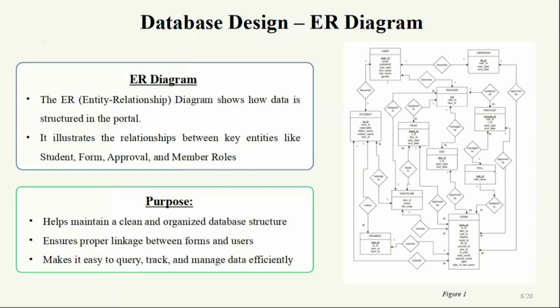ER diagram. Our ER diagram visually represents the system's structure. Key entities include user, student, teacher, form and approval. The relationships between these entities help us build a normalized and efficient database. For example, one student can submit many forms, but each form is processed through the required approval stages only once.